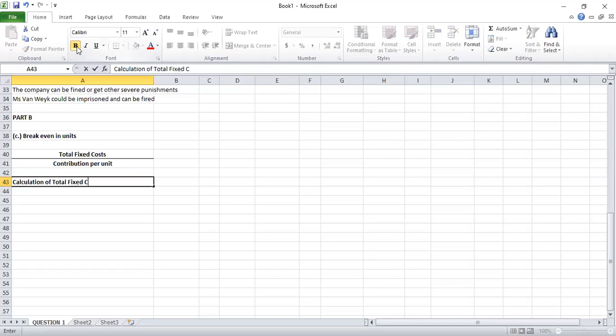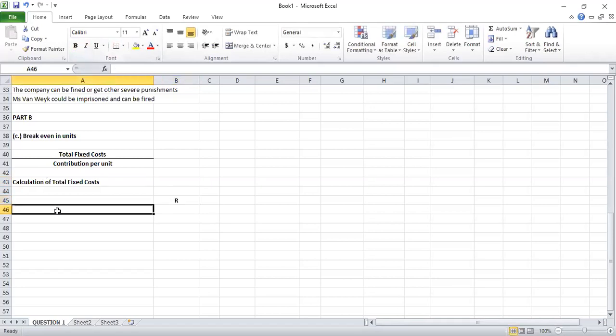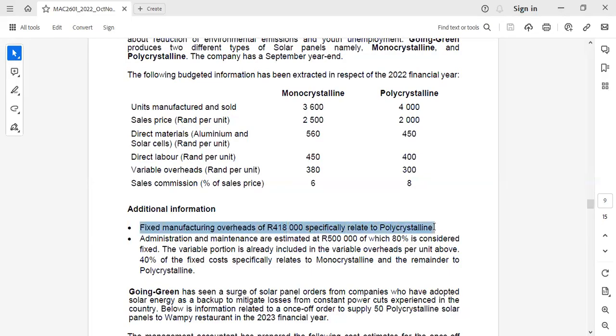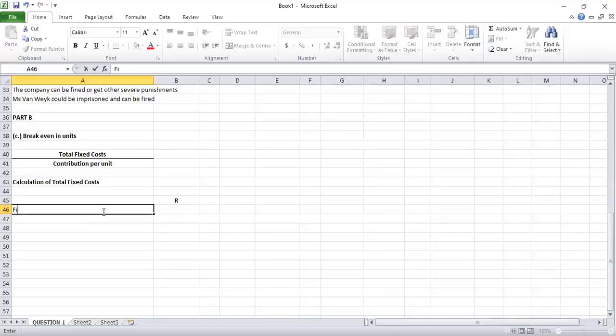So from that formula, I knew that I should find the total fixed cost and I should also find the contribution per unit. Right. So here I know that I'm told the fixed manufacturing overheads are 18,000 for polycrystalline. So I would have fixed manufacturing overheads, which is 18,000.